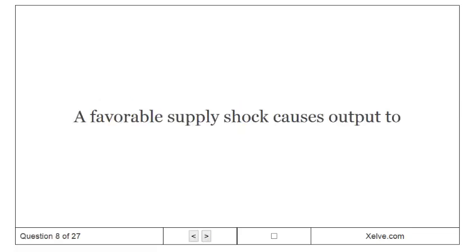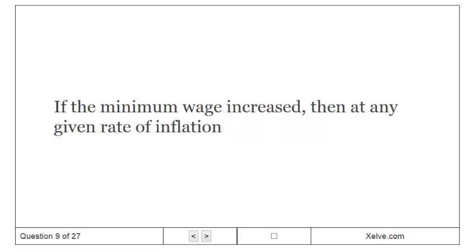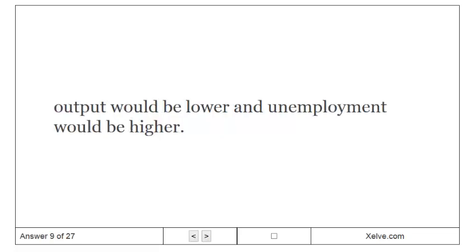A favorable supply shock causes output to rise. To counter this, a central bank would decrease the money supply. If the minimum wage increased, then at any given rate of inflation, output would be lower and unemployment would be higher.